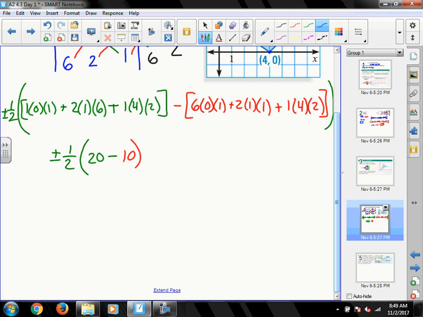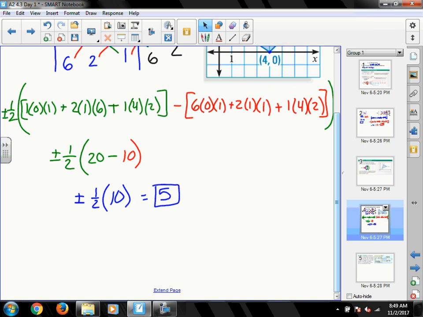So my area is going to be plus or minus 1/2. 20 minus 10 is 10. And in this case, since 10 is positive, I'm going to multiply by a positive 1/2. So I'm going to get an area of 5. So that's one cool way that we can use our determinant here, find that area.